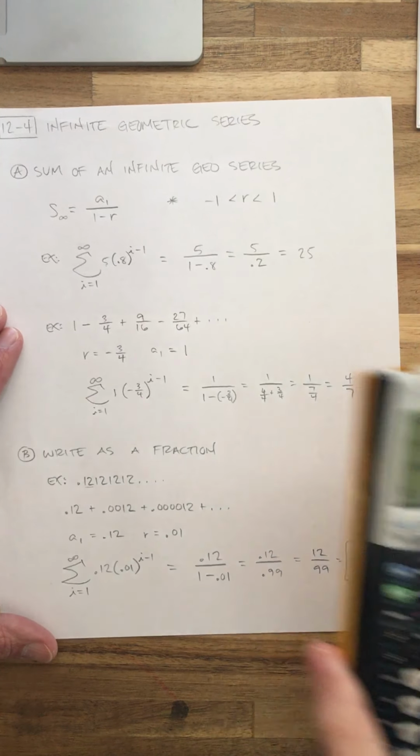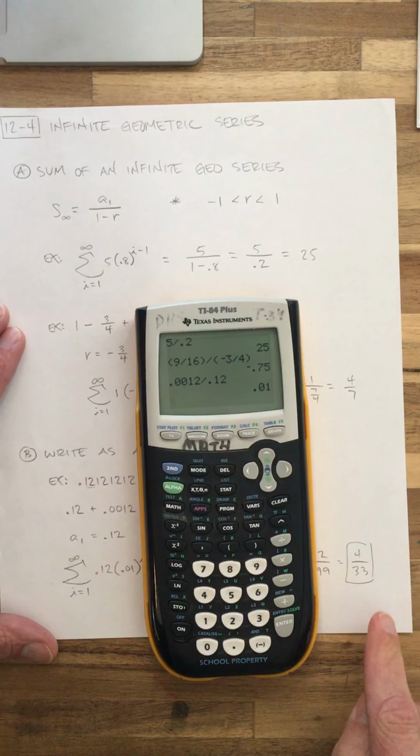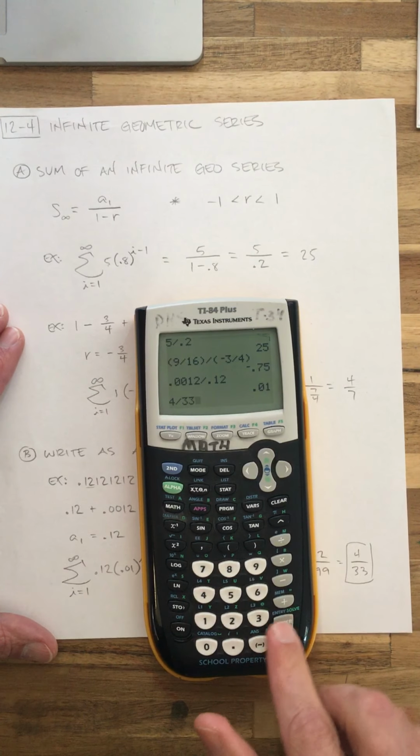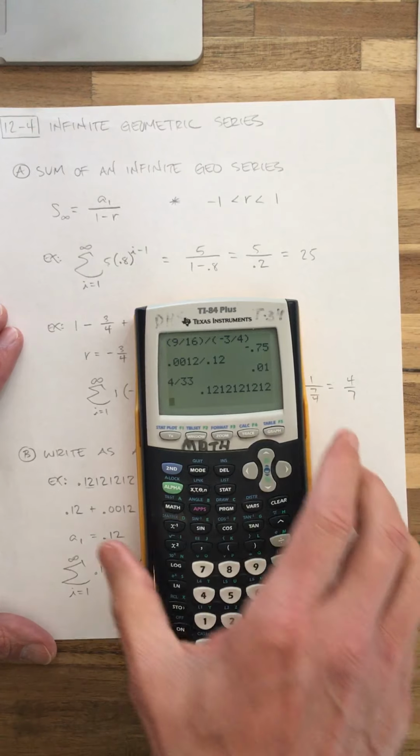And if you don't believe me, watch. Take 4 divided by 33. 4 divided by 33. And look, you get 0.121212121212.